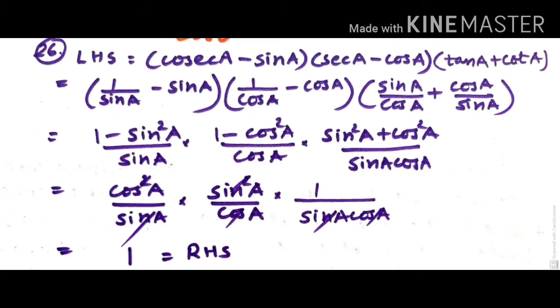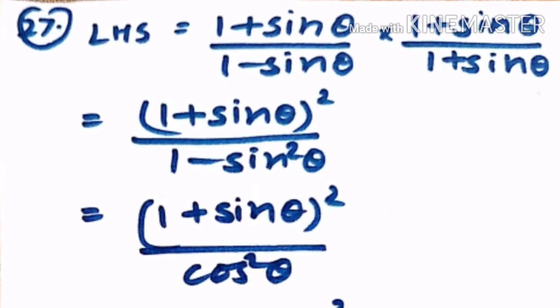So we have started from our left hand side, converted all of them into sin cos, and then using our square relation we get our right hand side as our final answer. Now taking the next question, 27.